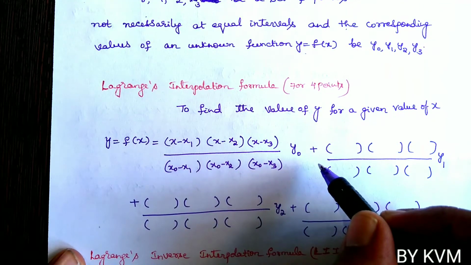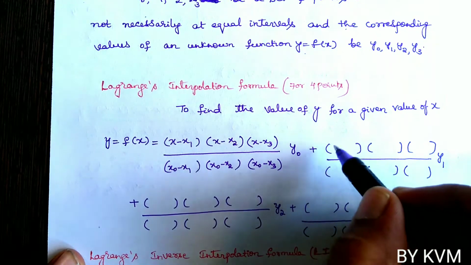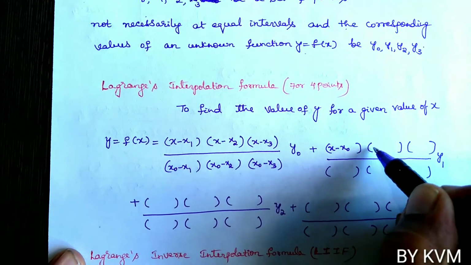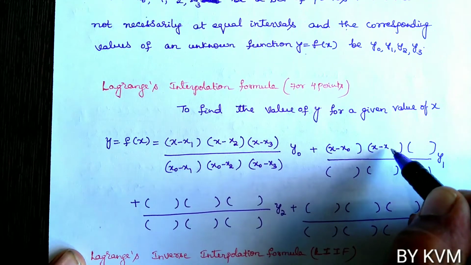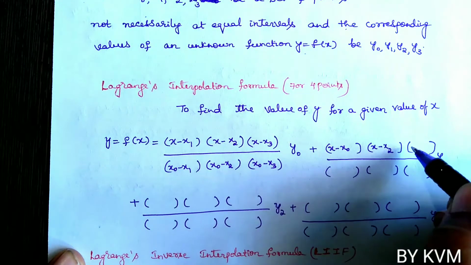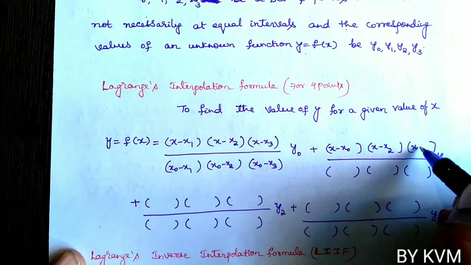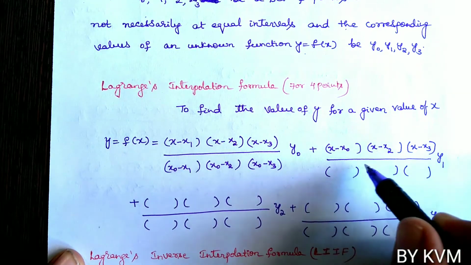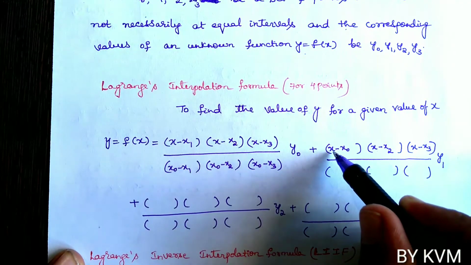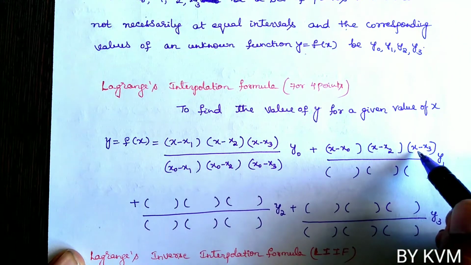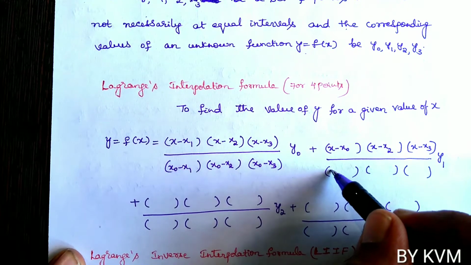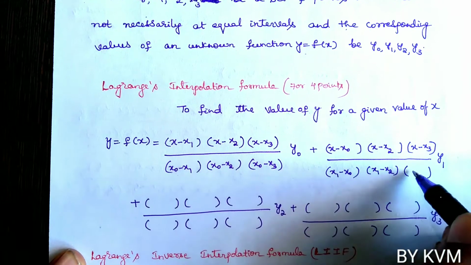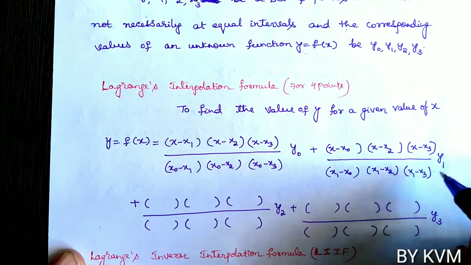So similarly, in the second term, exclude x1. So the second term is x minus x0, then x minus x2, into x minus x3. So x1 is excluded in the numerator. In the denominator, in place of x take x1. So x1 minus x0, x1 minus x2, then x1 minus x3 into y1.